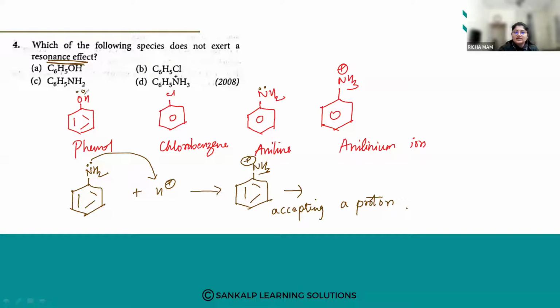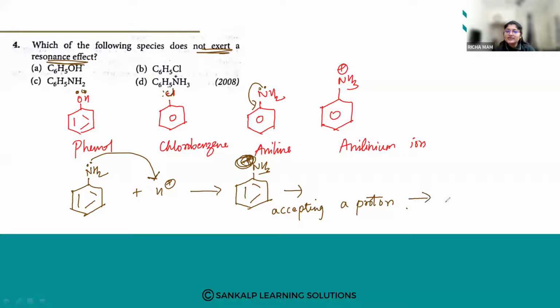Now your phenol, your aniline, there is a lone pair of electrons, so directly it will undergo resonance. Chlorobenzene also. So that is resonance stabilized. What they have asked is which will not exert a resonance effect. So how is the anilinium ion forming? It carries a positive charge. How is it formed? By accepting a proton.